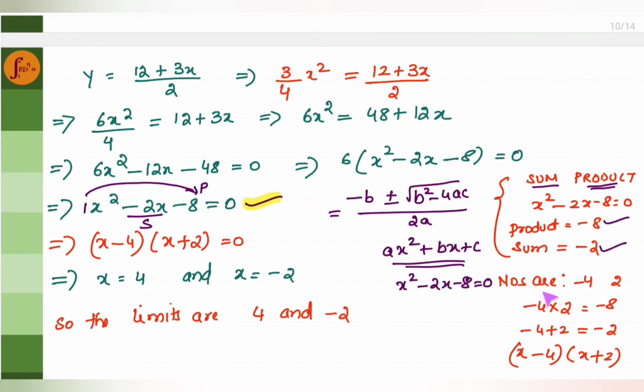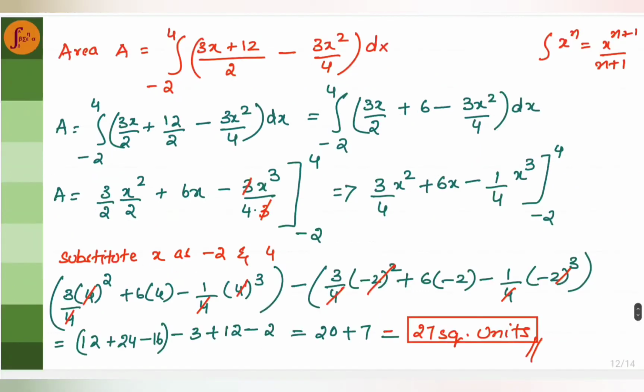Now we have to choose two numbers where if you multiply those two numbers, you will get minus 8, and if you add those two numbers, you'll get minus 2. So the numbers are minus 4 and 2, because minus 4 into 2 is minus 8, minus 4 plus 2 is minus 2. So numbers are minus 4 and 2. So you'll write it like this, x minus 4, x plus 2, because this is plus 2. Now we'll put it here. So what will happen? This becomes x is equal to 4 and x is equal to minus 2. So these are our limits, right? So we've got the limits.